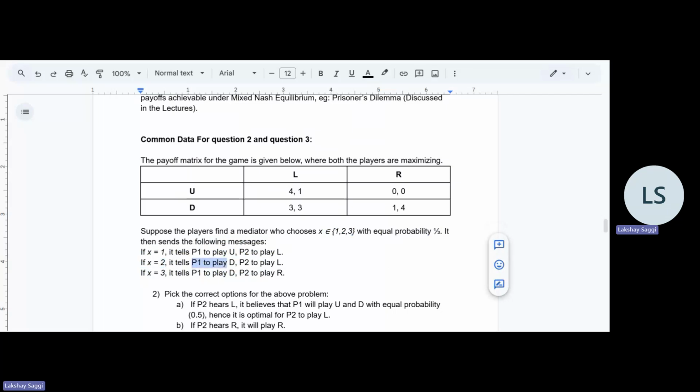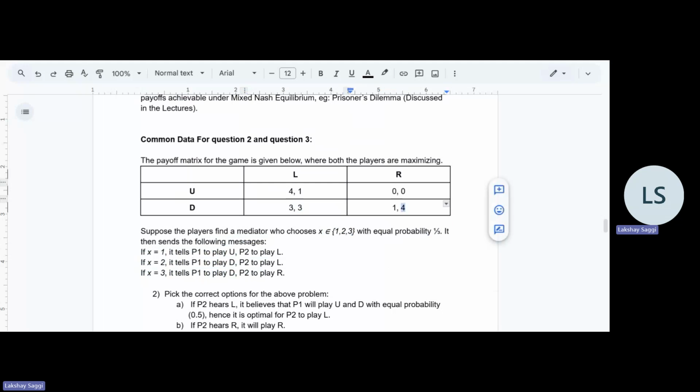Then player 2 knows that P1 has been told to play D, and so player 2, instead of choosing to play L, will instead choose to play R now. Because in R, the payoff of player 2 is 4, and here the payoff is 3. He does not have to guess between x equal to 1 and x equal to 2. He precisely knows that x equal to 2, so he knows P1 has been told to play D, and he will choose R, because on playing L the payoff is 3, and on playing R the payoff is 4.